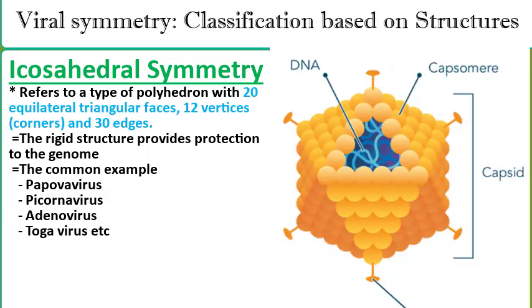The second type of viral symmetry is icosahedral symmetry. This refers to a type of polyhedron with 20 equilateral triangular faces, 12 vertices or corners, and 30 edges. The rigid structure provides protection to the genome. Common examples here are papovavirus, picornavirus, adenovirus, and Toga virus.